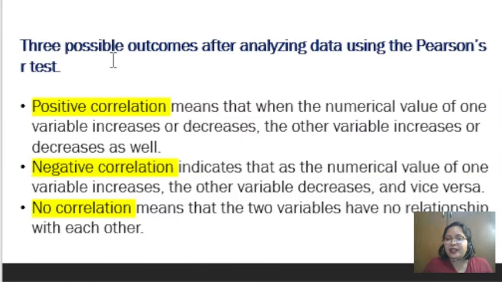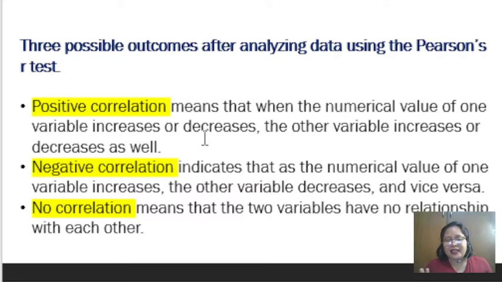Okay, so there are three possible outcomes after analyzing data using the Pearson's R test. And these are the positive correlation, meaning that when the numerical value of one variable increases or decreases, the other variable increases or decreases as well. So positive siya. Kapag tumaas ang isang variable, yung second variable, pataas din dapat. Kung pababa, dapat pababa rin.